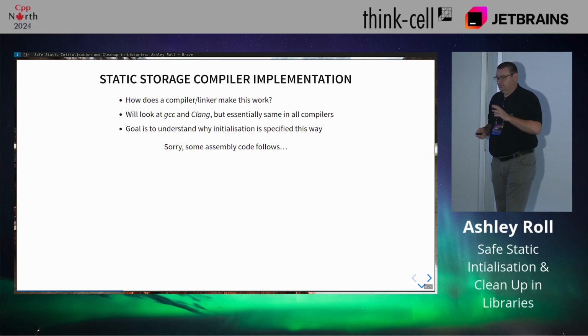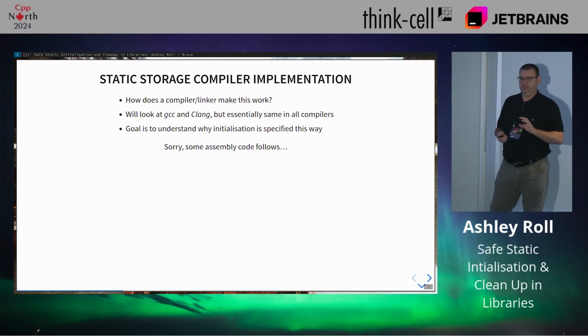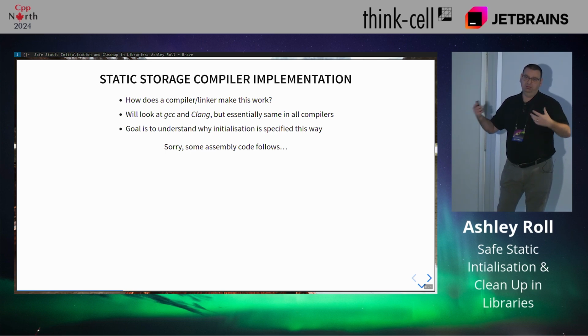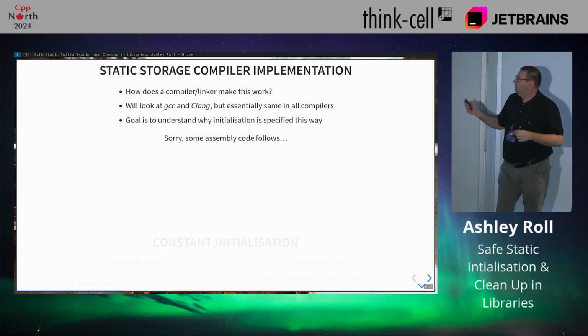So we're going to look at some of the implementation here. I'm going to show some assembly that's generated out of some fairly simple code, and we'll use that to understand what's going on. It's not important to understand the assembly. I'll just walk you through what the various directives actually tell the assembler to do.